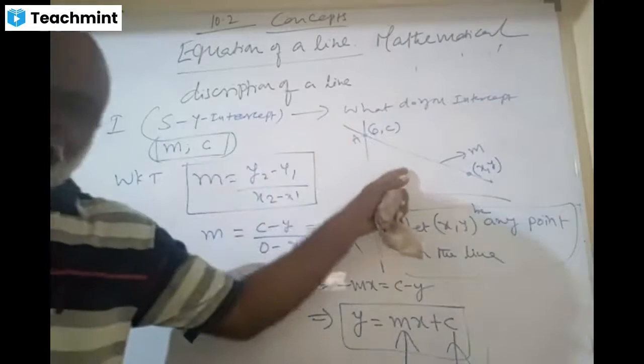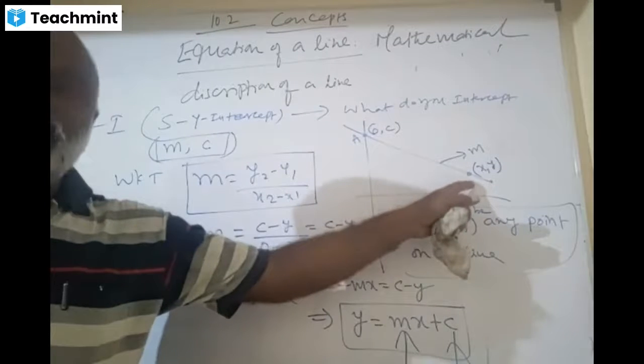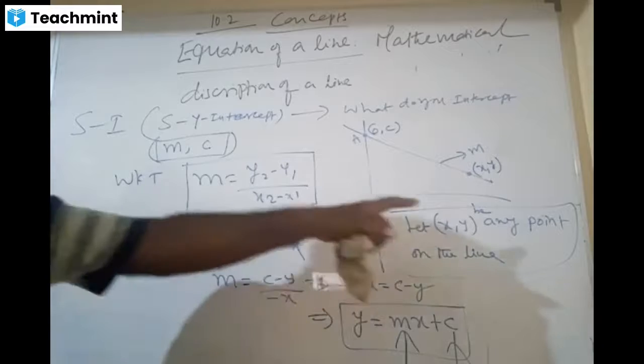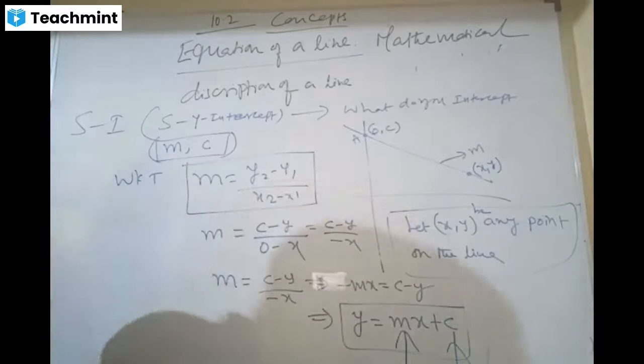Note the figure. You need to consider one general point called xy. Let xy be any point on the line.